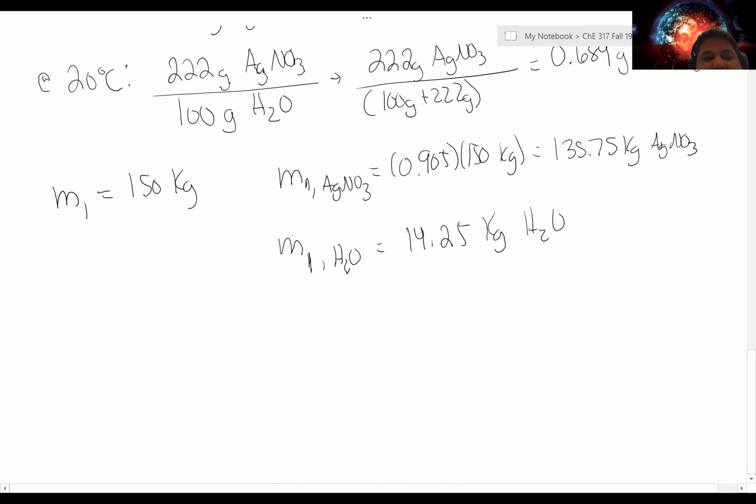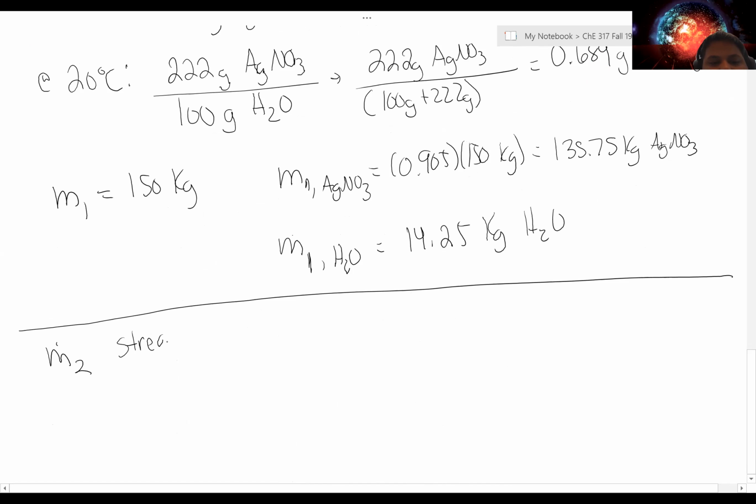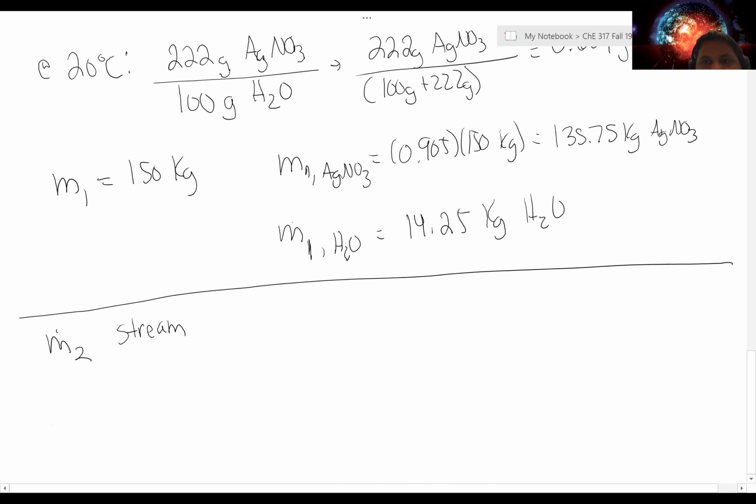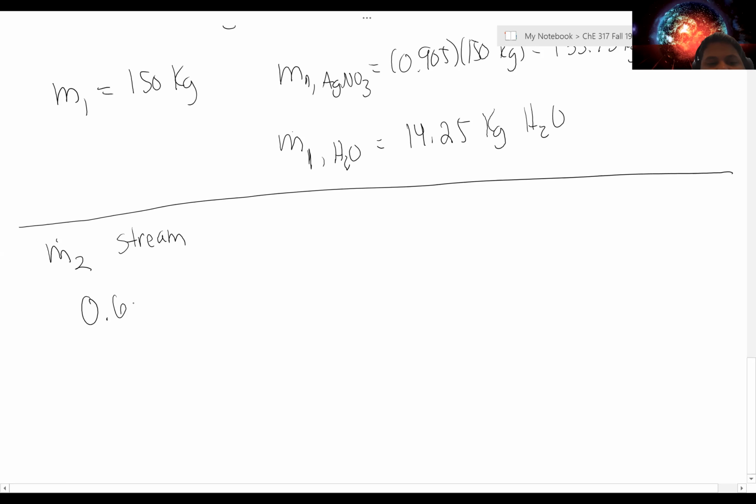So if I start looking at the M2 stream, I have 0.689 grams of silver nitrate per gram of solution. That implies that I have approximately 0.311 grams of water per gram of solution.